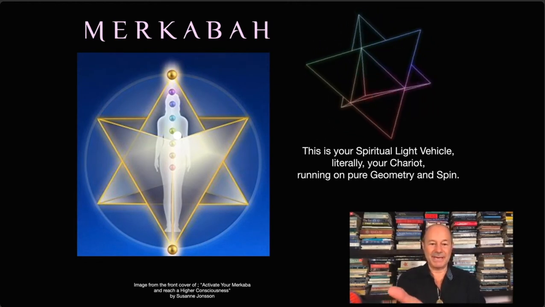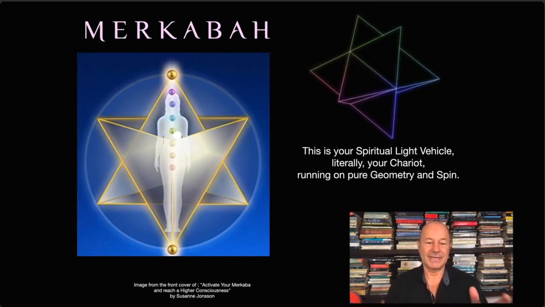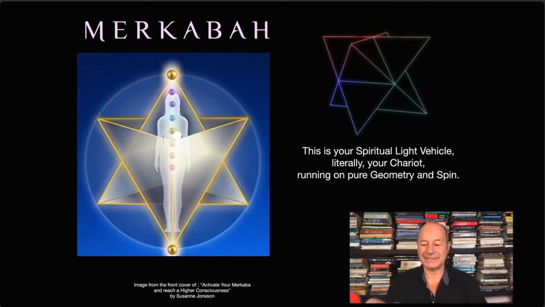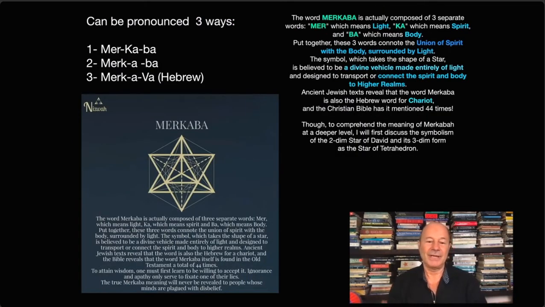So you can see this being of light standing inside this star tetrahedron. But to understand the star tetra, we need to understand what the Star of David is. The word Merkaba is literally composed of three separate words. The Mer is the light, the Ka is the spirit, and the Ba is your body. So this is integrating the heavenly and earthly energy so that we can travel with our light body.